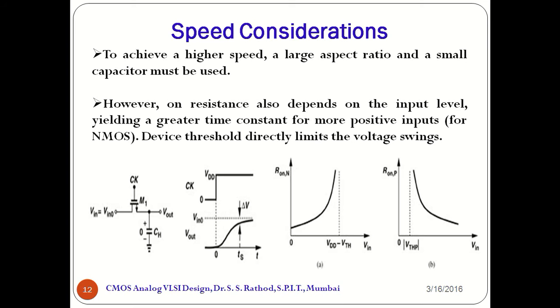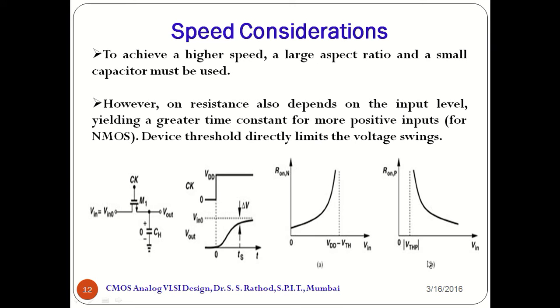Thus, the sampling speed is given by two factors: the on resistance of the switch and the value of the sampling capacitor. Thus, to achieve a higher speed, a large aspect ratio and a small capacitor must be used. However, as we have noted earlier, the on resistance also depends on the input level, which yields a greater time constant for more positive values of the input.